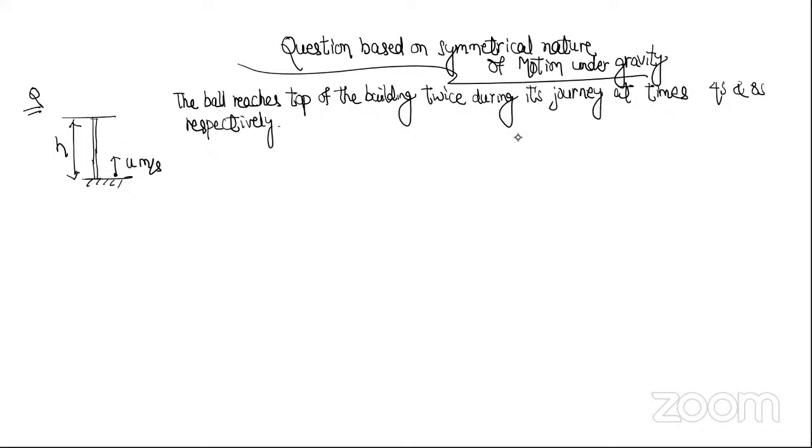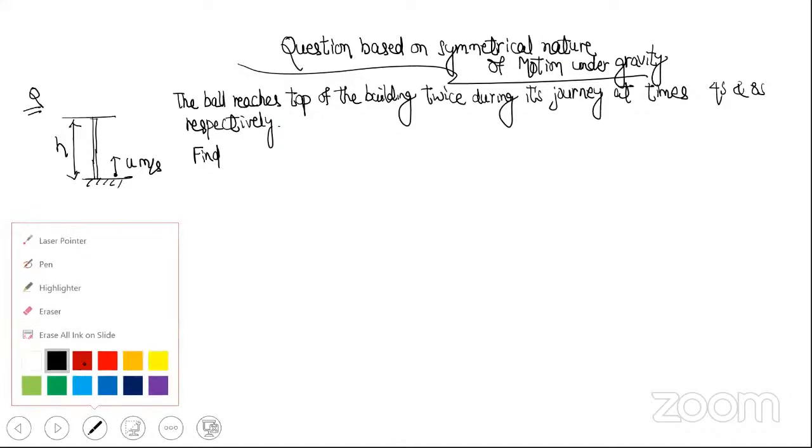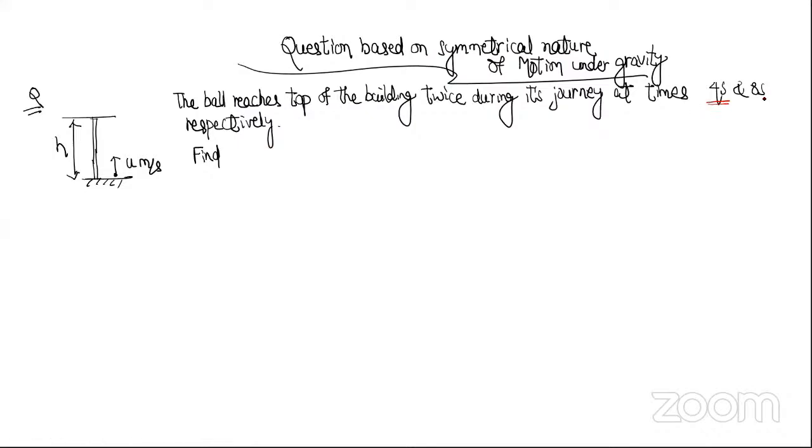So find out. See, nothing else is given. Only it is given that twice during its journey it reaches that height. These are the timings: at 4 seconds it reaches the height, and at 8 seconds again it reaches the same height. So you have to find out the total time of flight.